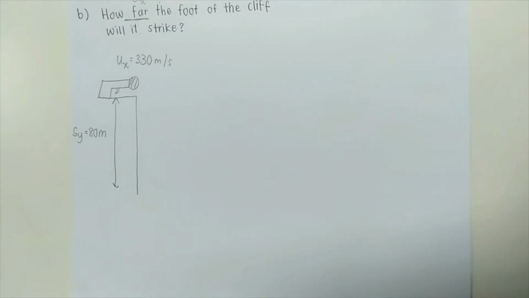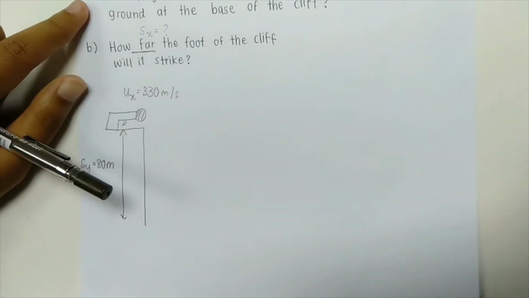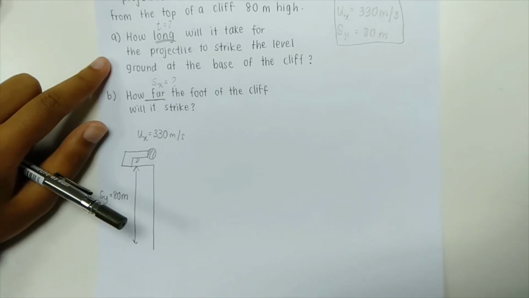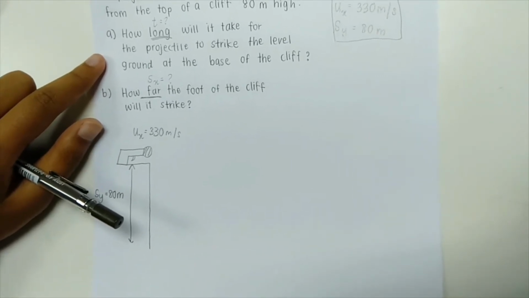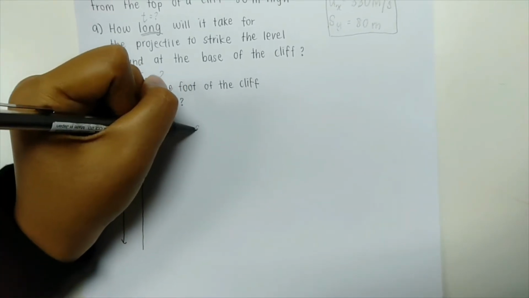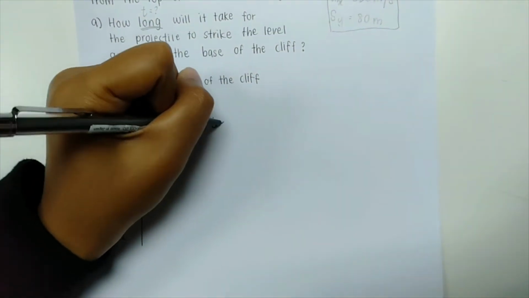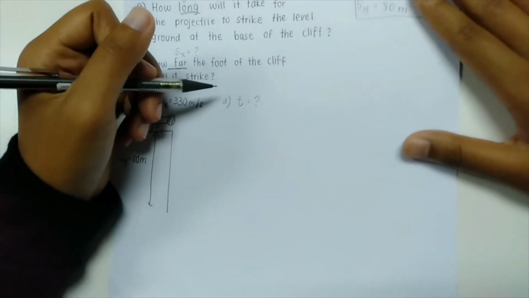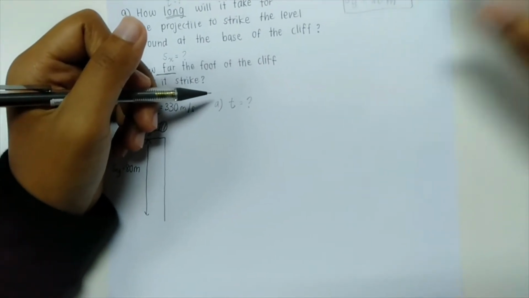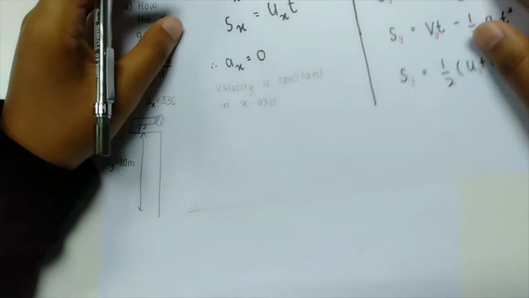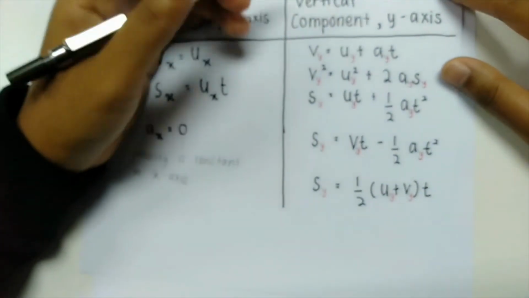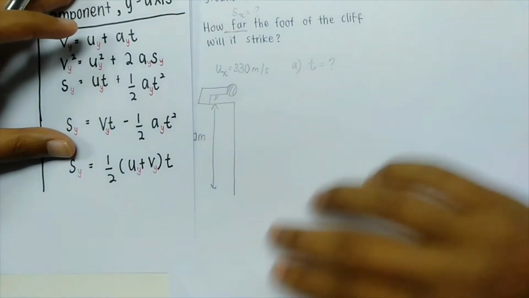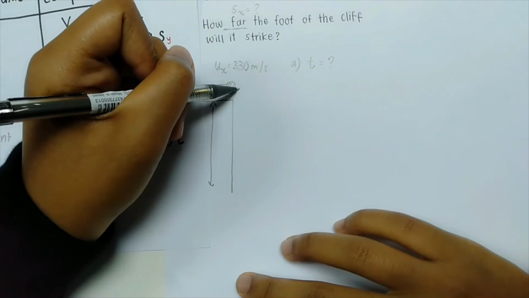Now we're going to answer the first question: how long will it take for the projectile to strike the level ground at the base of the cliff? The question wants the time. As we all know, based on a linear motion equation, we use the vertical component, the y-axis, because it travels down from the cliff.